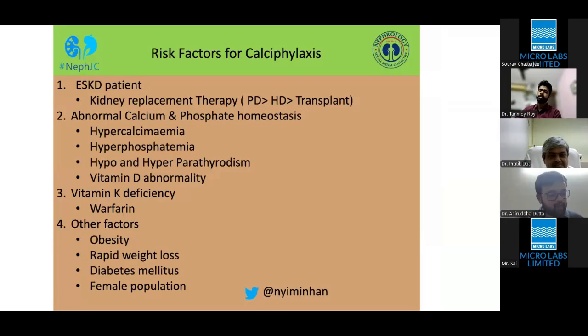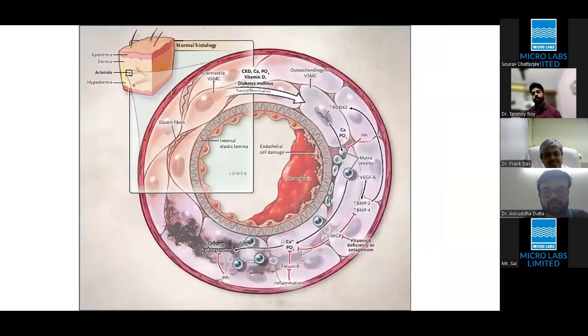So again, these are mainly the risk factors of calciphylaxis: patients who are on kidney replacement therapy, patients who have abnormal calcium phosphate homeostasis, especially hypo and hyperparathyroidism, and treatment with vitamin K inhibitors like warfarin. Patients who are female and diabetic have a very high risk of undergoing this uremic calciphylaxis. This highlights the pathophysiology of transformation of the muscles into osteochondrogenic VSMCs and the role of vitamin K inhibitors.